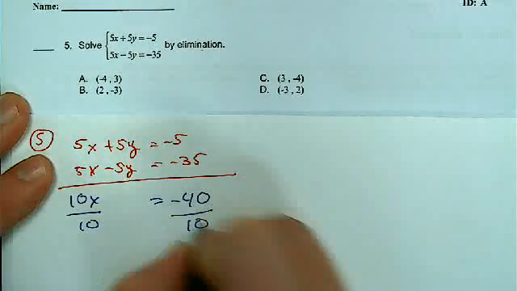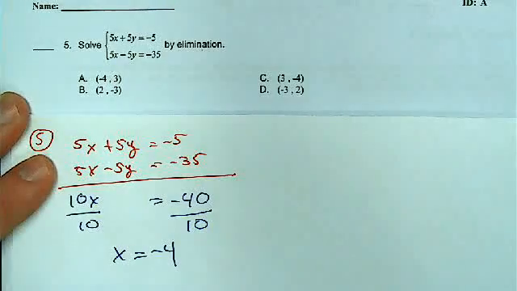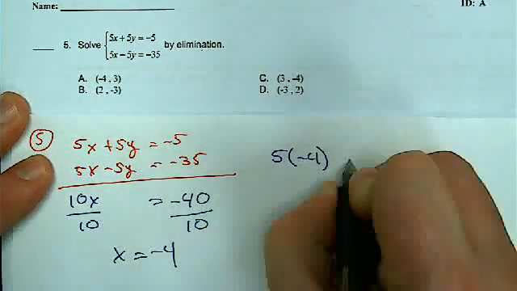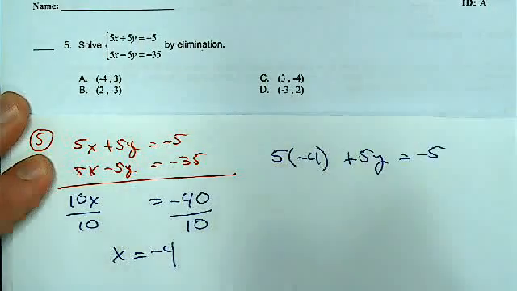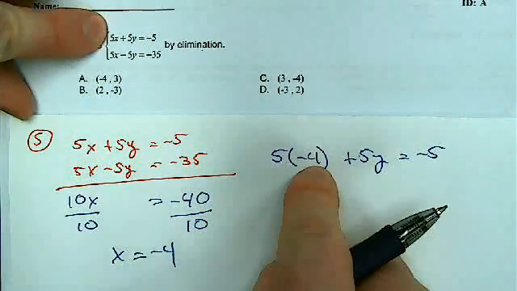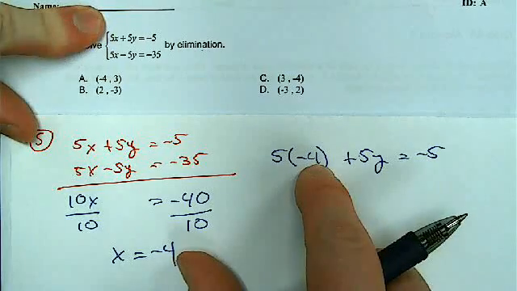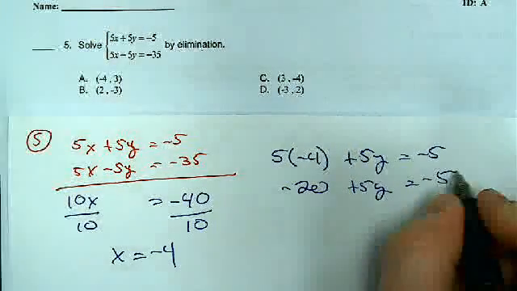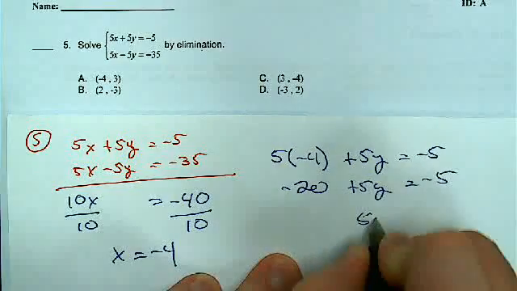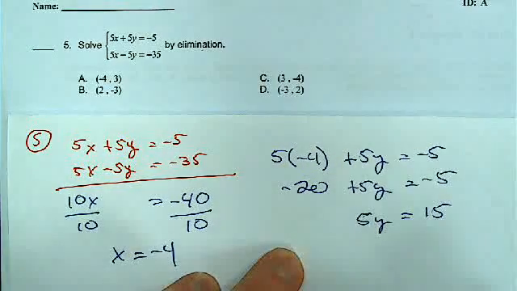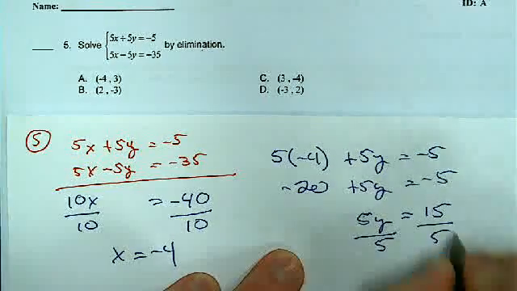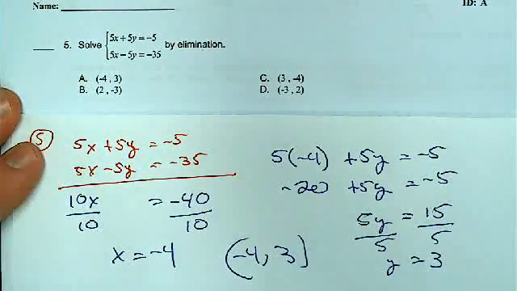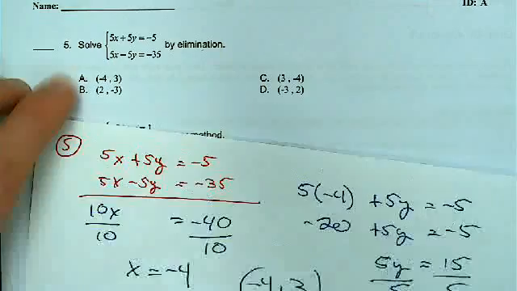Divide each side by 10. X is -4. Now, the work to substitute and solve for this is a little bit more intense. I'll take that top equation. So there's the top equation. I've replaced the x with what I just said x was equal to, which was -4. So that gives me -20 plus 5y is -5. Add 20 to both sides. 5y is equal to 15. Divide both sides by 5. Y equals 3. -4, 3 is my answer. And that would be A.